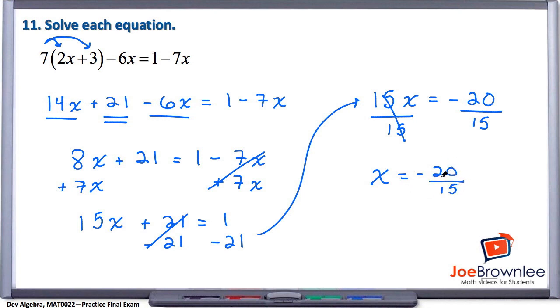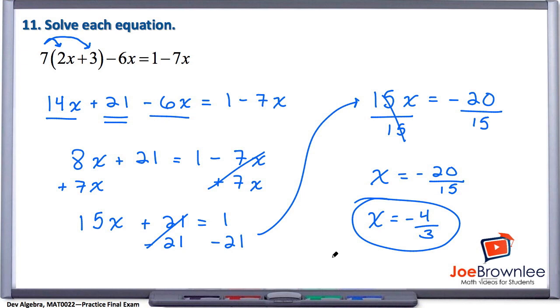But if we can reduce our fraction, we have to reduce our fraction. And so we end up with x equals, and we can see that both of our numerator and denominator have a 5 in common. So we can say negative 4, I almost said 5. So negative 4 over 3 is our final solution to number 11.